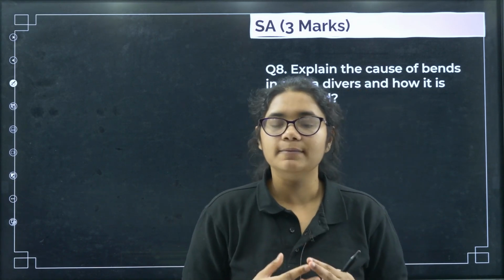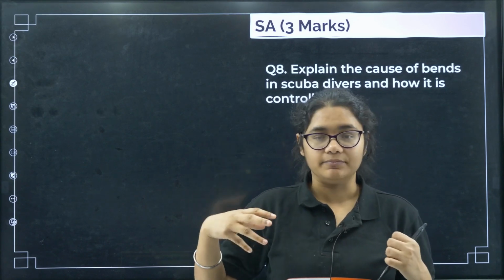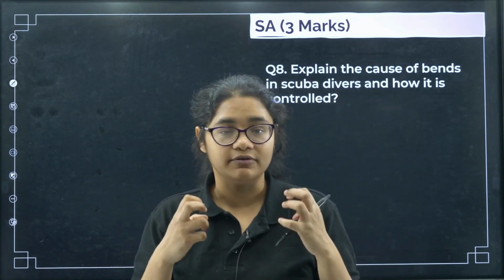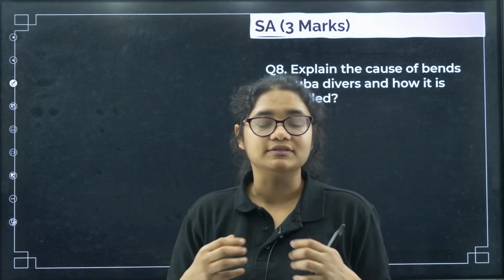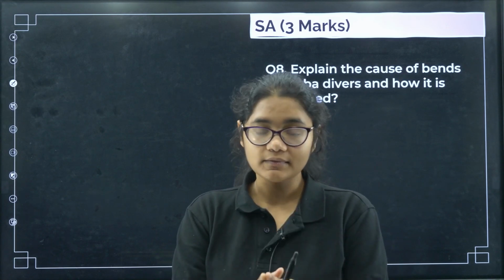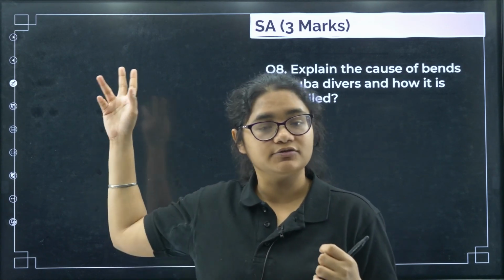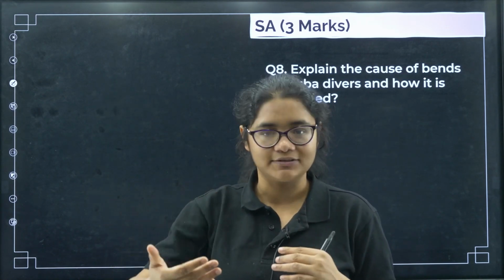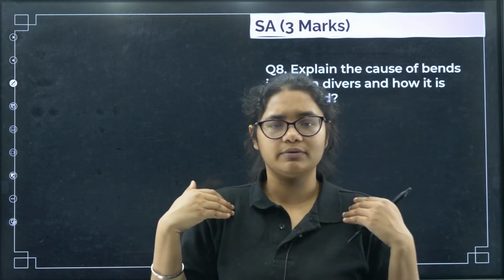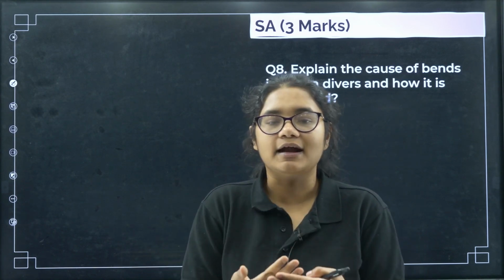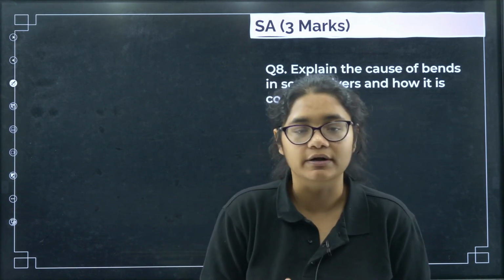How do we solve it? We add some helium. Around 11.7% of helium is added to the oxygen cylinder of the scuba divers. Now just now we saw in a previous question that helium is less soluble. So if helium is less soluble, it won't go to the blood, right? And that is why the problem is solved in this way.